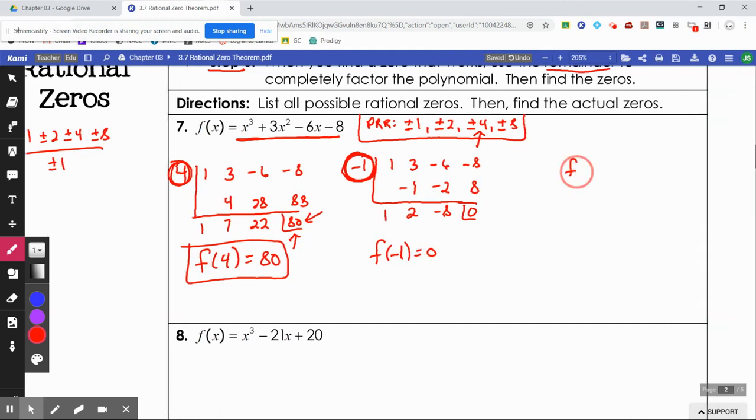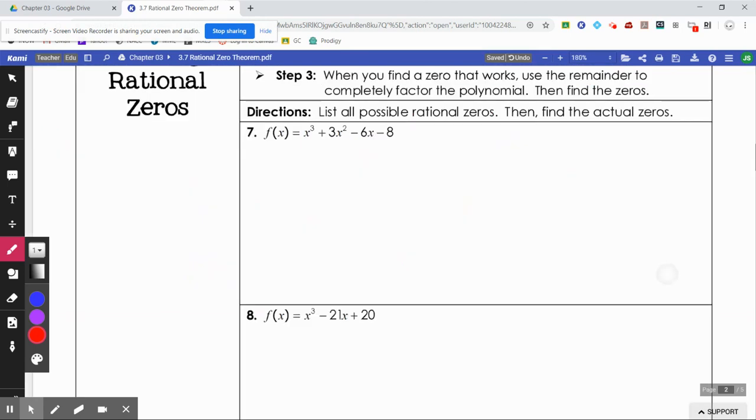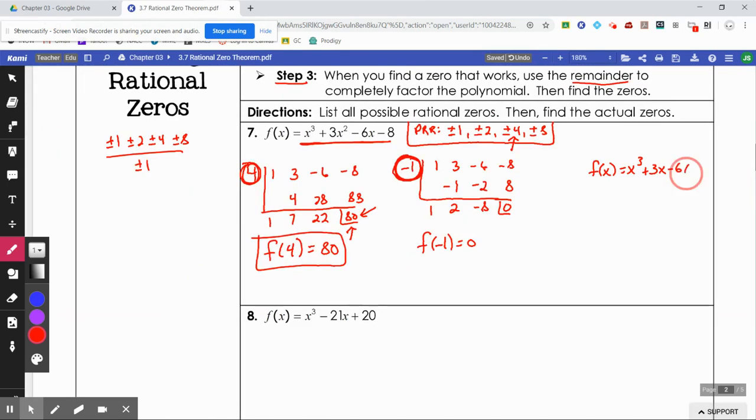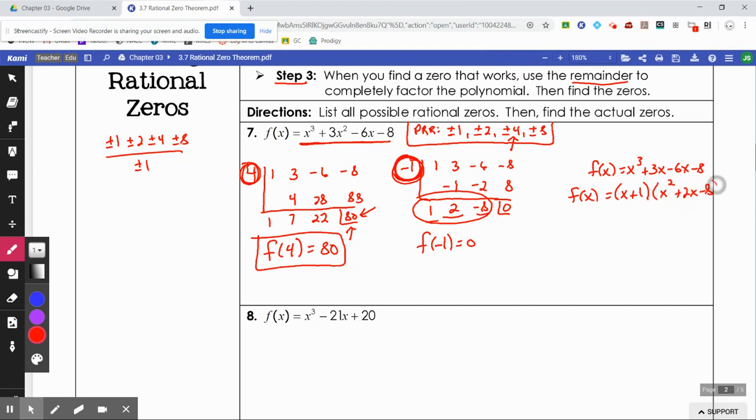We took our function, f of x, which was x to the third plus 3x to the second minus 6x minus 8. When I divided the function by x plus 1, I got this: x squared plus 2x minus 8.